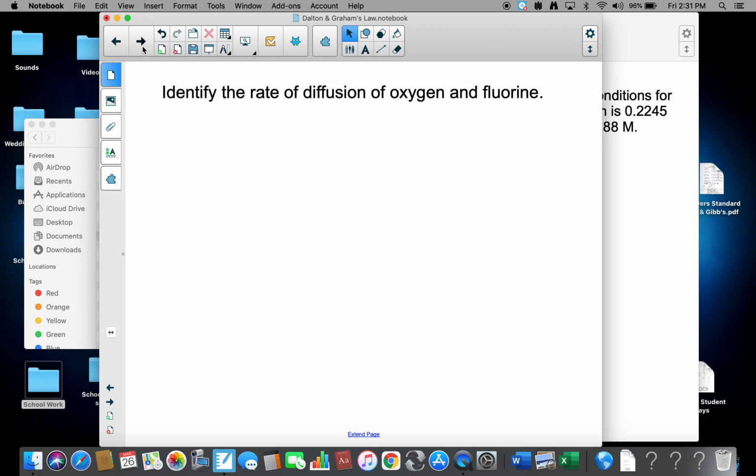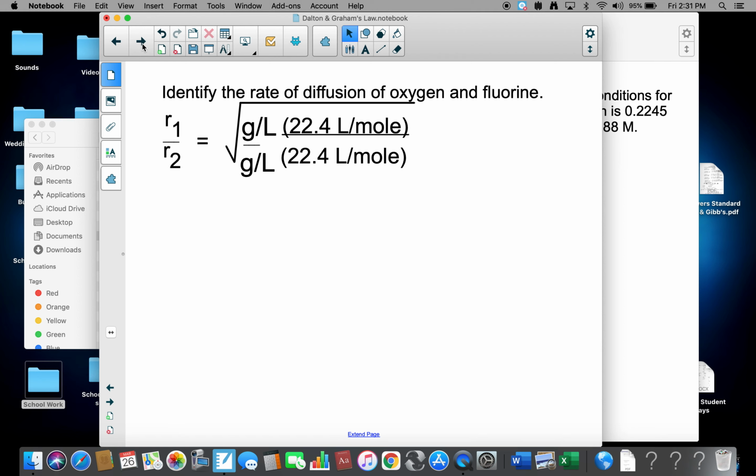All right, so look at the second problem. Identify the rate of diffusion of oxygen to fluorine. In order to do this, we do have to do a slight derivation. So here is my equation again for Graham's Law, and I can take the densities in grams per liter for both densities. Now, using molar volumes, 22.4 liters per mole over 22.4 liters per mole, that's one. I'm not changing the values at all.